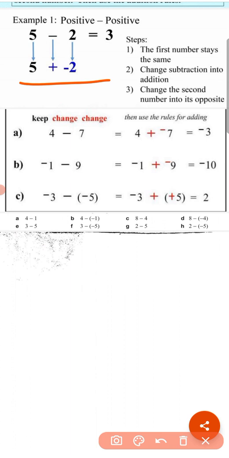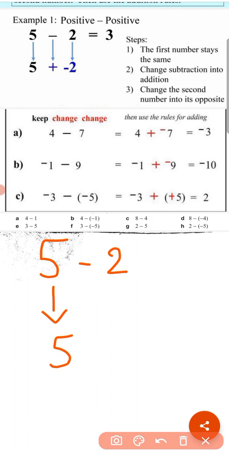Children, here we are subtracting two positive integers. That is 5 minus 2. Follow the rules, children. The first number stays the same. That is, keep the first number same. So 5 becomes 5. Don't change the sign of the first number. Then the second step is change the subtraction into addition.